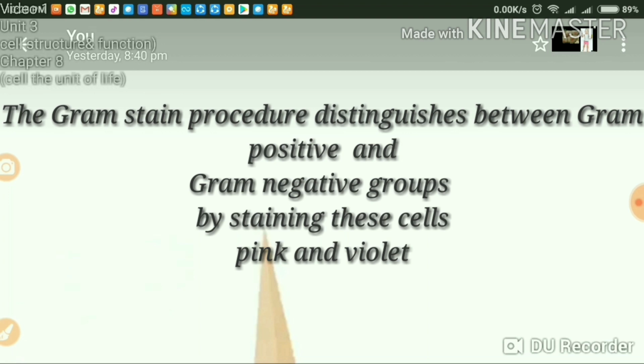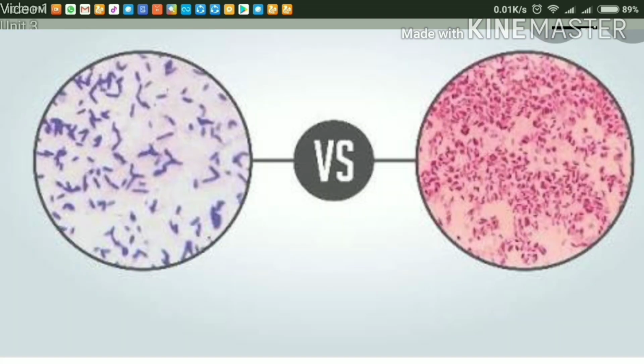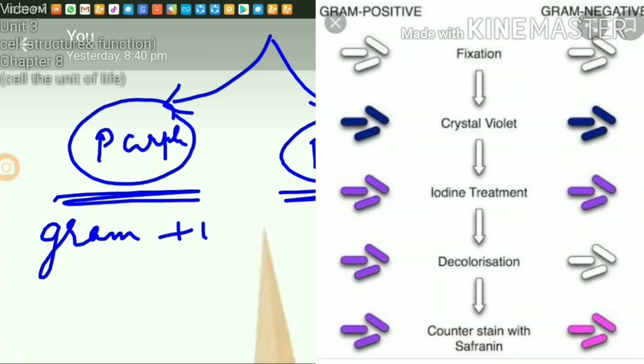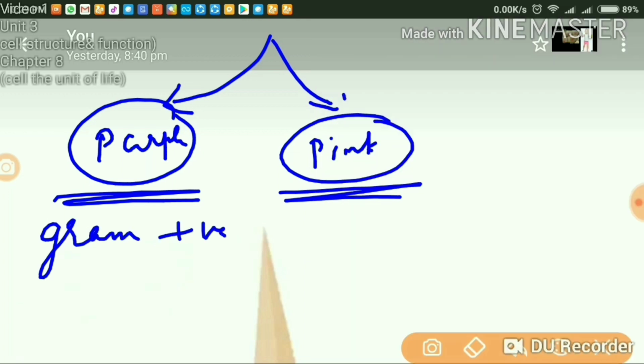When he followed this staining technique, it stained some bacteria purple and some bacteria pink. The bacteria which turned purple were termed gram-positive, and the bacteria which turned pink were termed gram-negative.